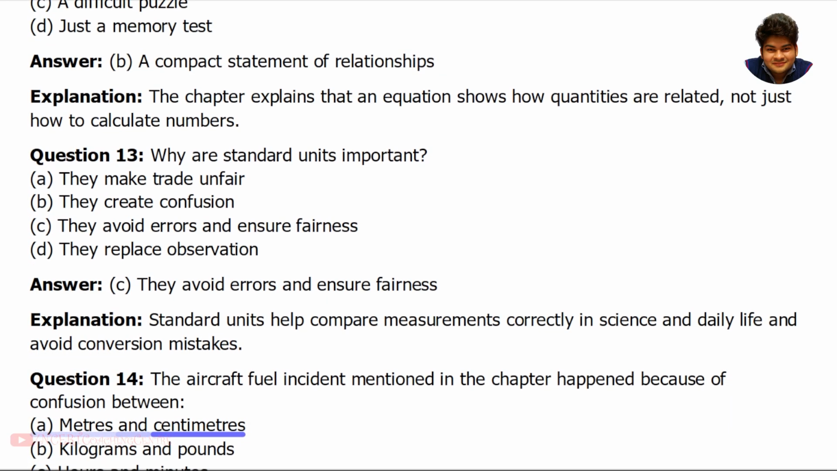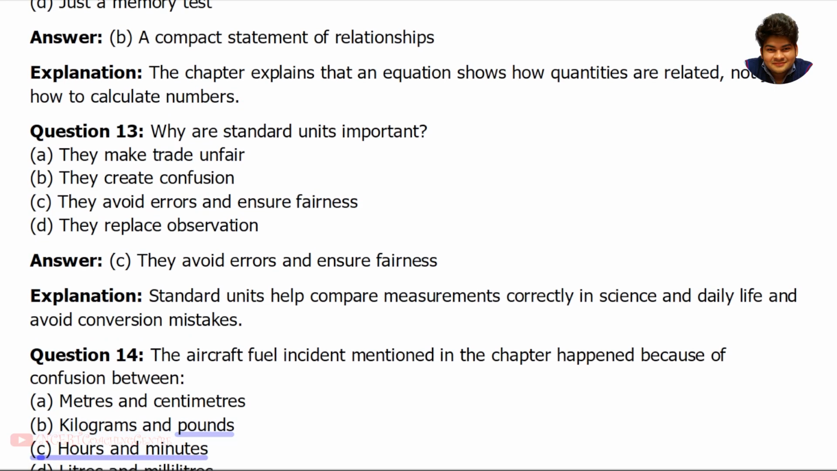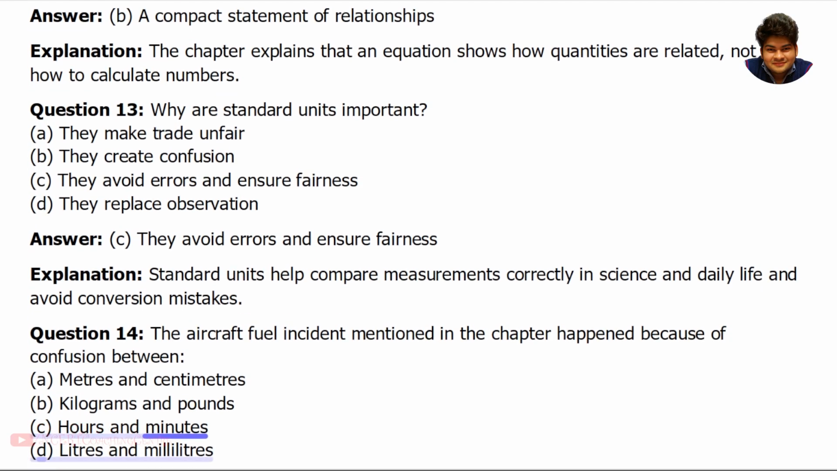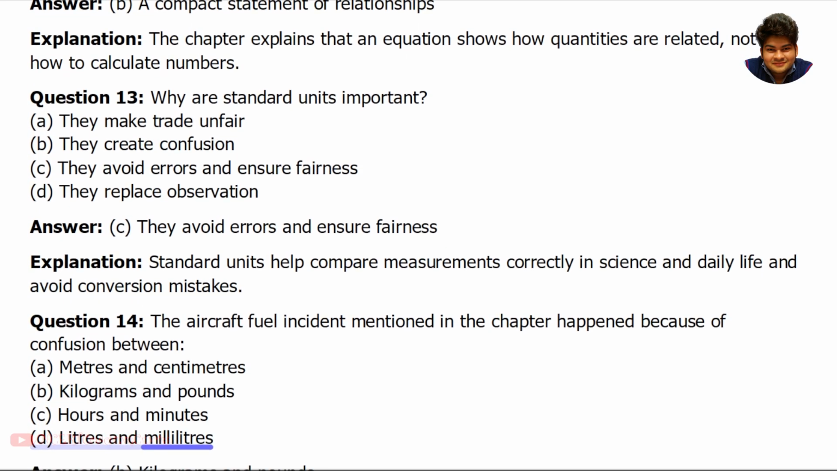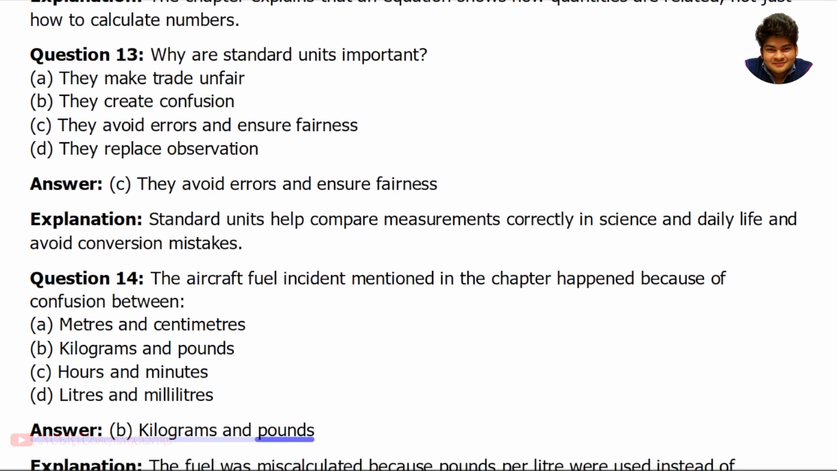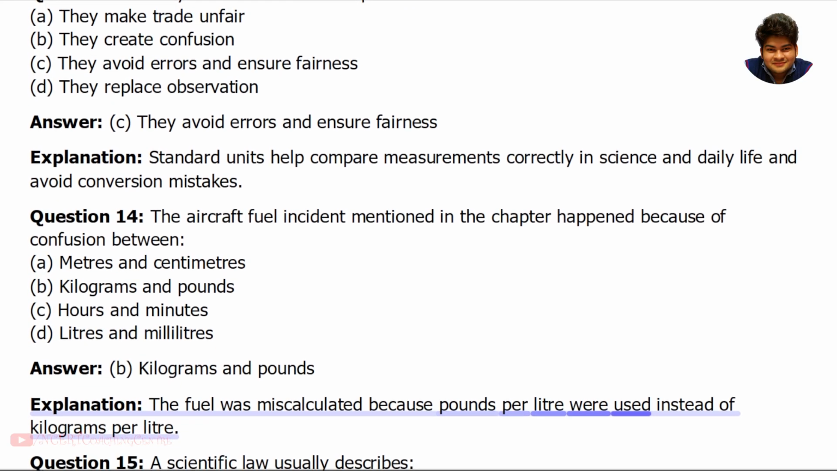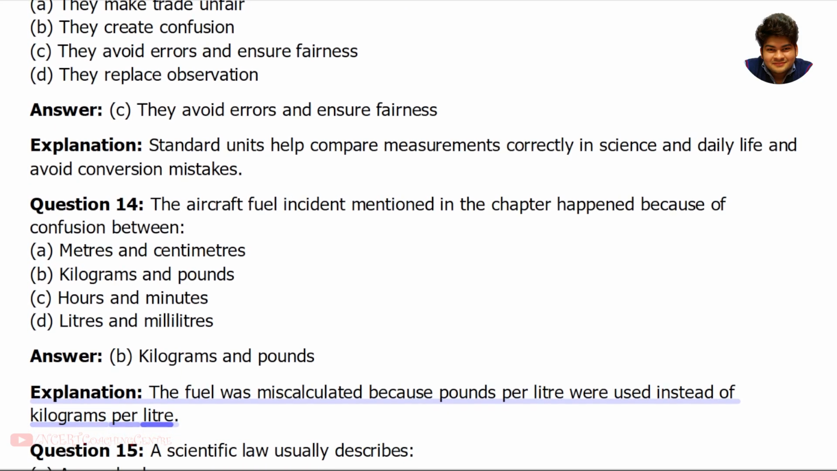A. Meters and centimeters. B. Kilograms and pounds. C. Hours and minutes. D. Liters and milliliters. Answer: B. Kilograms and pounds. Explanation: the fuel was miscalculated because pounds per liter were used instead of kilograms per liter.